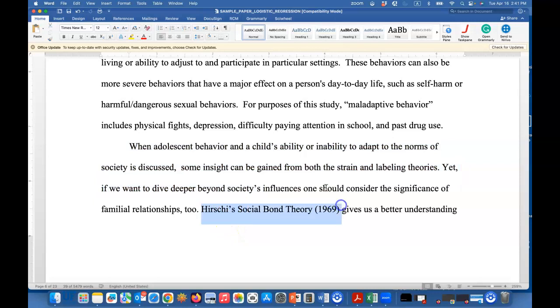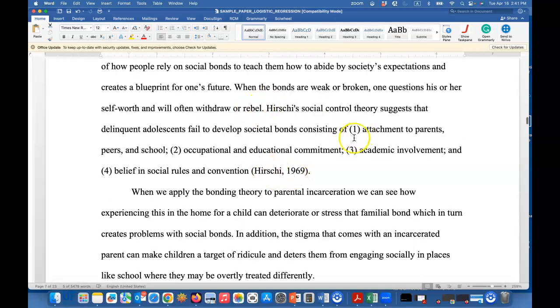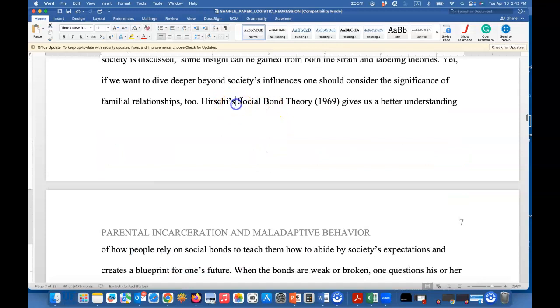And then here's the theory. Hirschi's social bond theory from 1969 gives us a better understanding of how people rely on social bonds to teach them how to abide by society's expectations and creates a blueprint for one's future. When the bonds are weak or broken, one questions his or her self-worth and will often withdraw or rebel. Hirschi's social control theory suggests that delinquent adolescents fail to develop societal bonds, consisting of attachment to parents, peers, and school, occupational and educational commitment, academic involvement, and belief in social rules and convention. Now again, in this section here, you can see we are very much attributing the theory to the theorist.